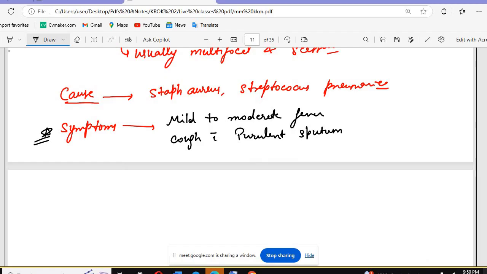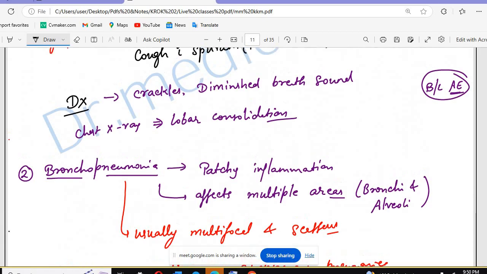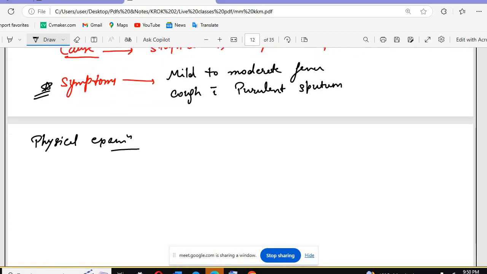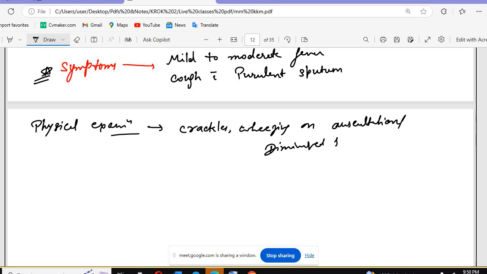On physical examination, when you do the local examination, what are you going to see? You will again see crackles and wheezing on auscultation, and of course there will be diminished sound.